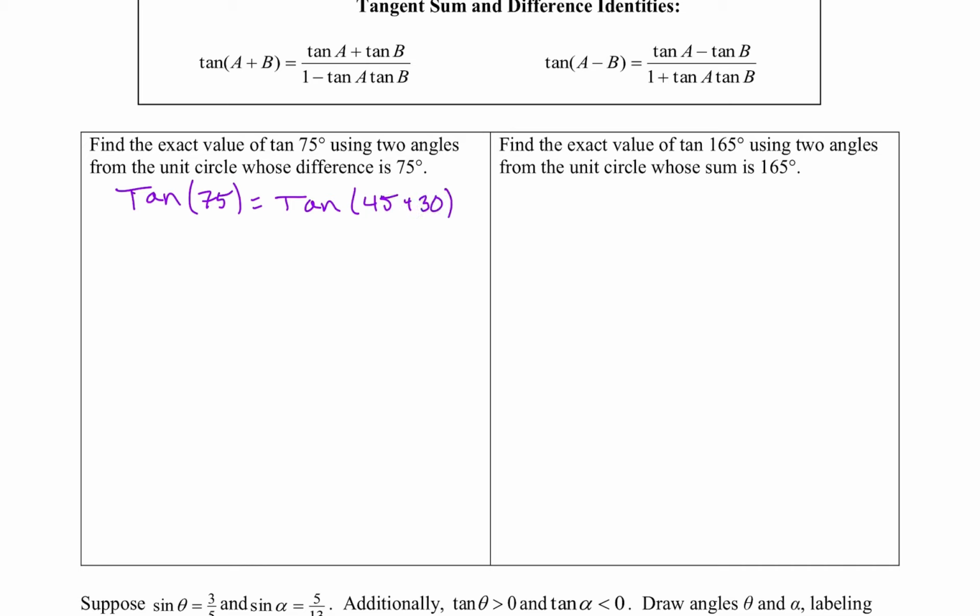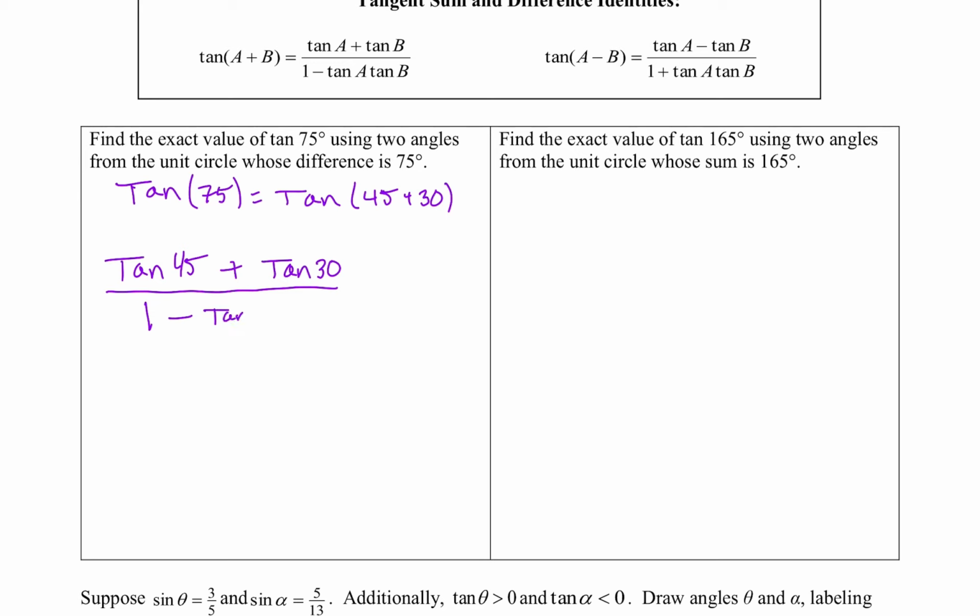45 would work. 45 plus 30 would equal 75. So that's what we're going to set up. Since it's plus, the top will be plus, so we'll put tangent of 45. Keep the sign plus tangent of 30. And on the bottom, it's 1 and the opposite sign, so 1 minus in this case, and then we multiply tangent 45 times tangent 30.